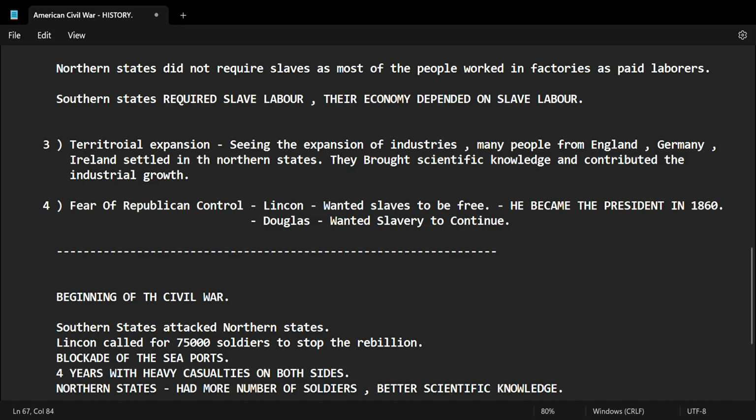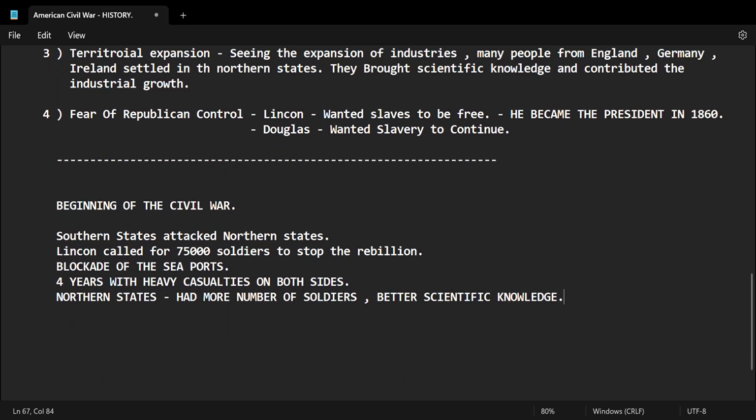However, the Confederate Army was under able generals; there were many good generals in the southern states. Due to them, they put up a good fight back.